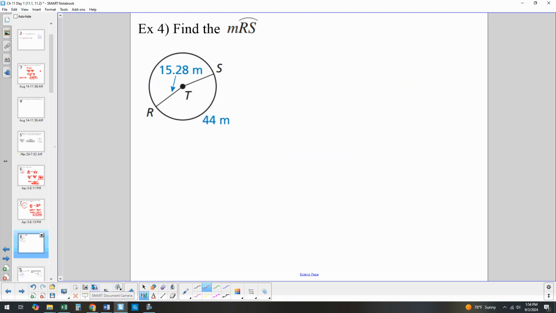For example 4, we're looking for the measure of arc RS. So we don't know how many degrees the arc is, so I'm going to put that over 360. I know the arc length here, because it's on the outside, is 44. And then they're showing the arrow is pointing to just this segment here. So that's the radius, so we'll use 2 pi r.